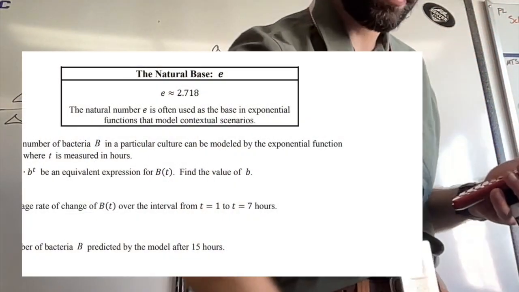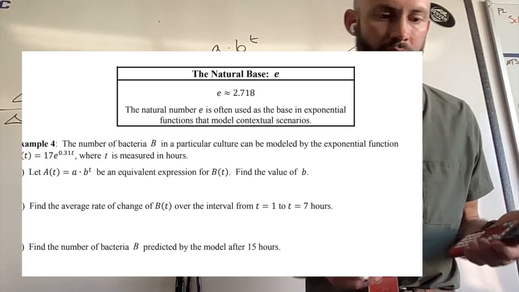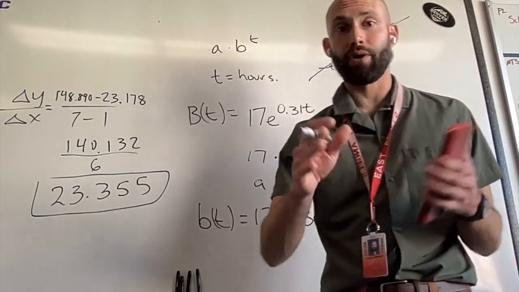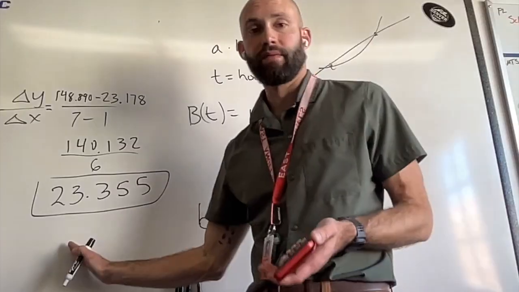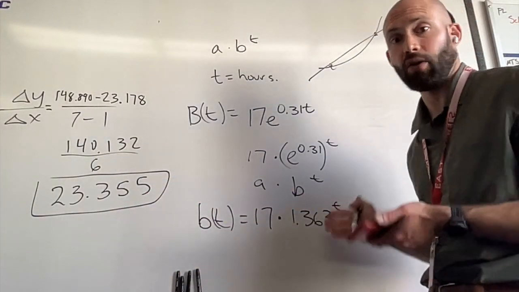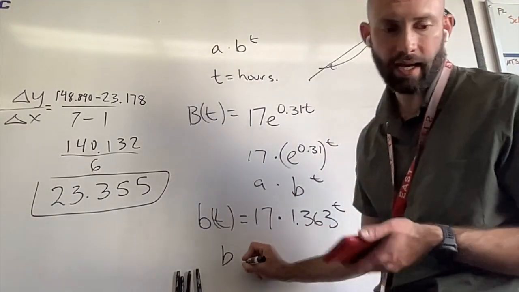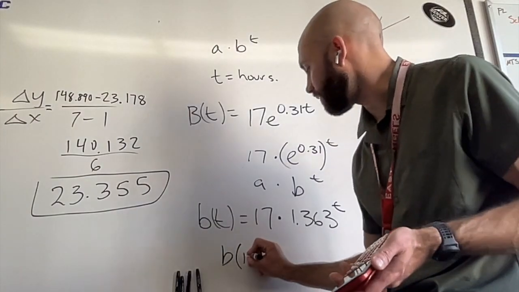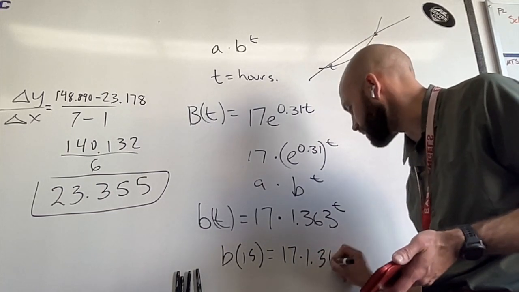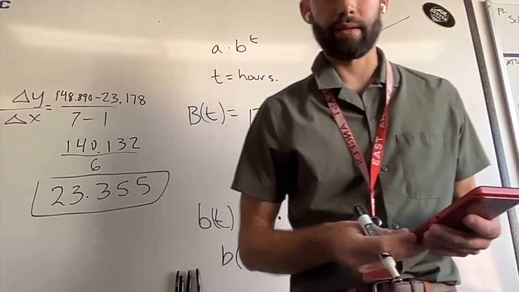Now, the last part of this asks us to predict the number of bacteria there will be after 15 hours. They like to jump around on the AP test. So we did this rate of change, but now I'm not actually going to use it for part C. Part C is calling back to this one. So let's go ahead. They want to find 15 hours. So I go ahead and do B of 15 is equal to 17 times 1.363 to the 15th power. Go ahead and plug that in. Let's figure that one out.